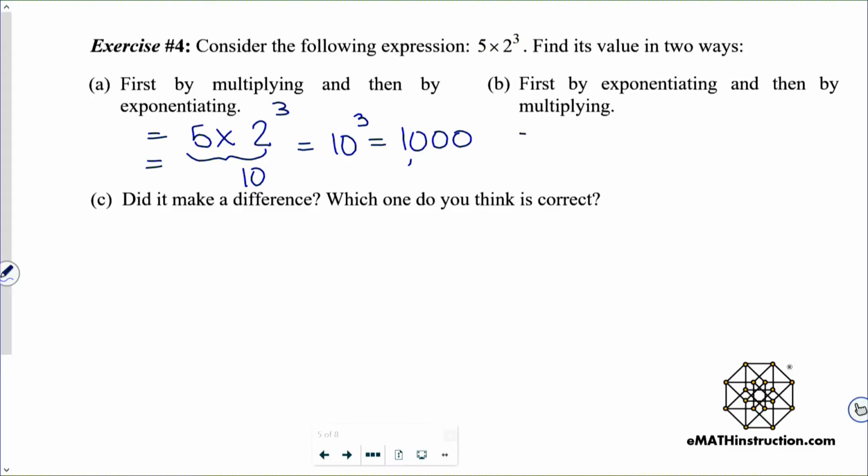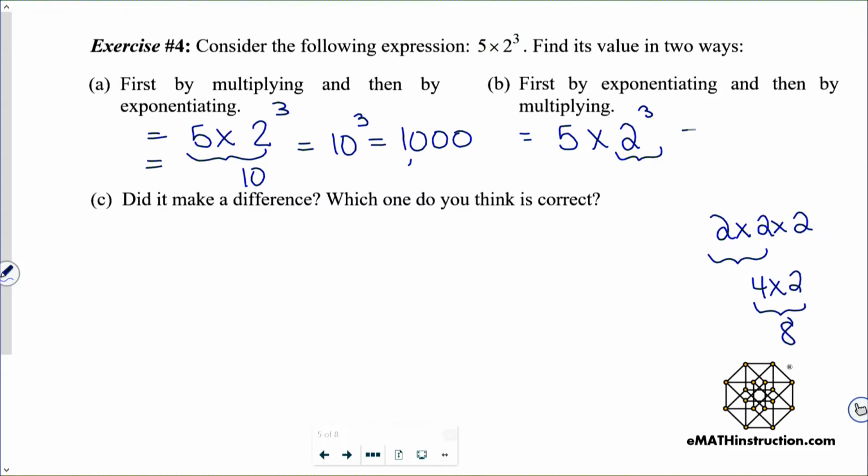Now, to do the exponentiation first, I need to first figure out what 2 to the third is. Again, if you've got that memorized, awesome. If you don't, over on the side of your paper, you do 2 times 2, you get 4. Then you do 2 times 4, and you get 8. So that's going to be 5 times 8, and that's going to be 40.